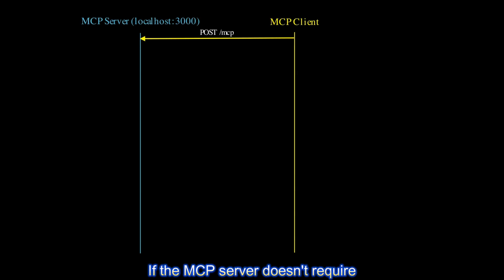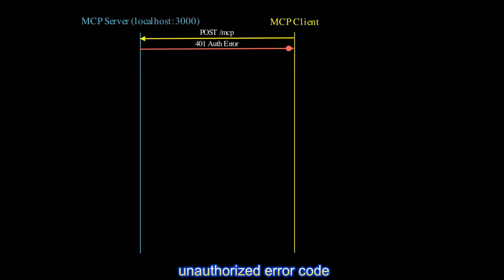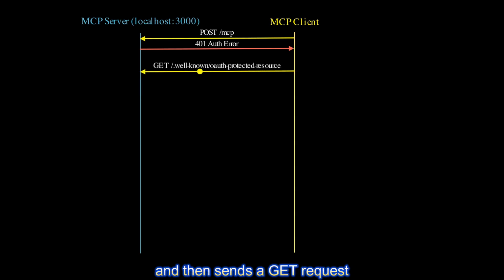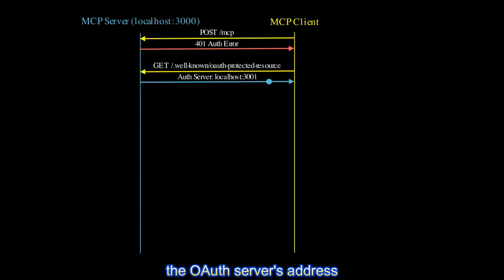If the MCP server doesn't require authentication, the request proceeds normally. However, if authentication is required, the server responds with a 401 unauthorized error code. At this point, the MCP client realizes it needs to authenticate first. It then sends a GET request to the well-known /oauth-protected-resource, asking for the details of the OAuth server. The MCP server responds with the OAuth server's address, which is localhost:3001.